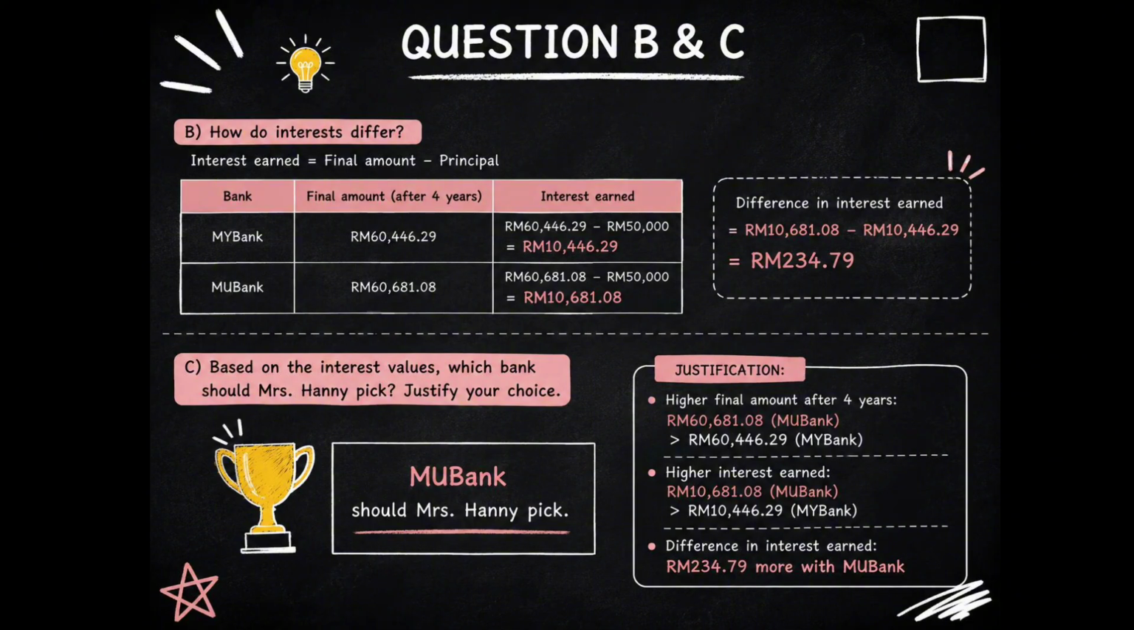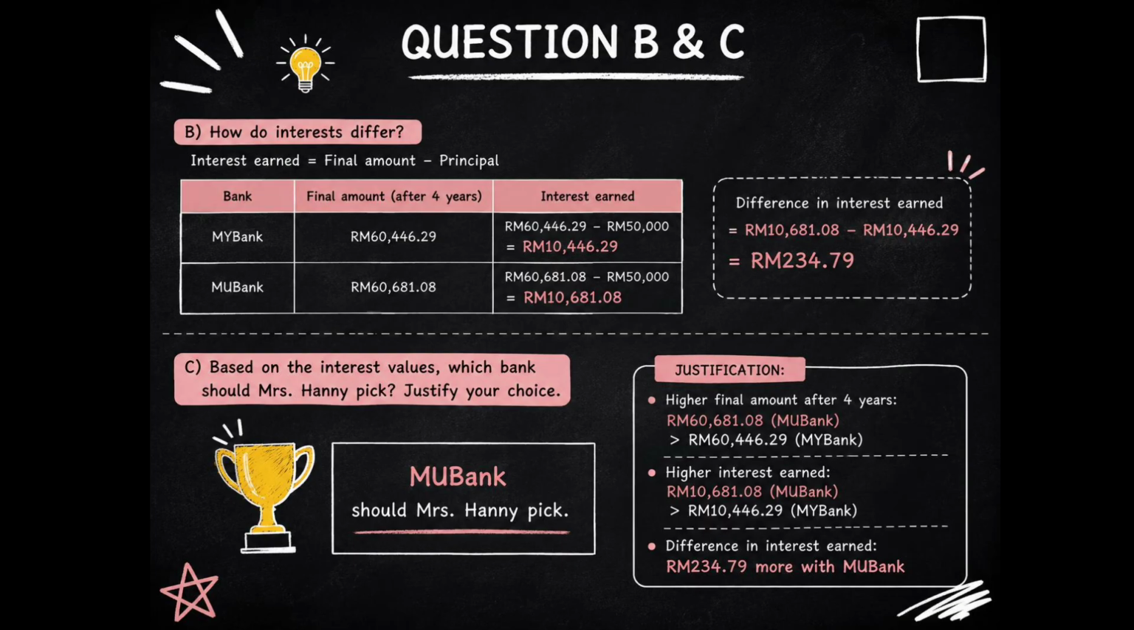Difference in interest earned. Difference equals 10,618 ringgit and 8 cent minus 10,446 ringgit and 29 cent. Difference equals 134 ringgit and 79 cent. Therefore, MU Bank pays 134 ringgit and 79 cent more interest than my bank.